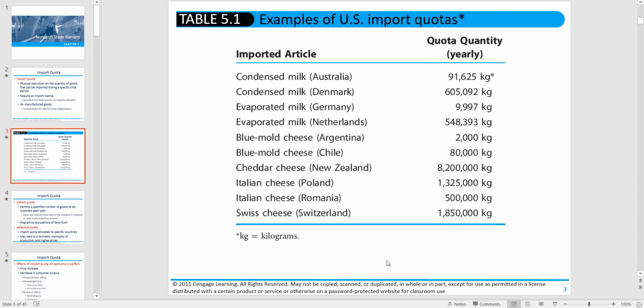Here is an example of quotas for different products in the US. So, for example, condensed milk coming from Australia, we can only import 91,625 kilograms. However, if it comes from Denmark, we can import 605,000 kilograms or 605 tons. As you can see, there is a discrimination per country about the quantity that can be imported from there.